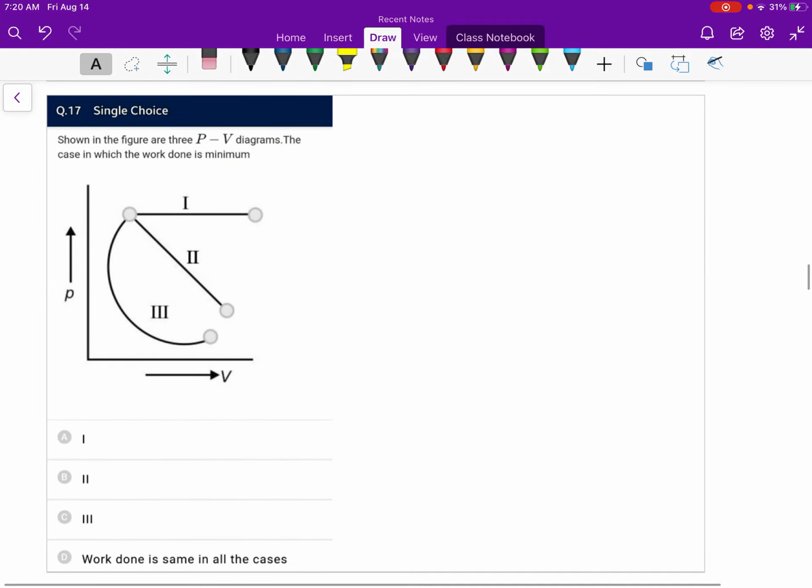Work done is the area under the PV diagram and v-axis from v1 to v2. So area is least in third, so work done is minimum in third.